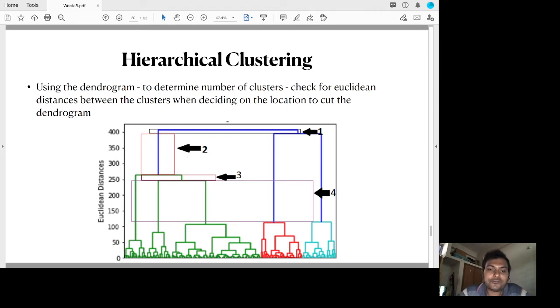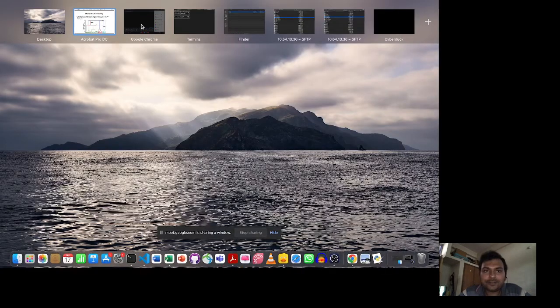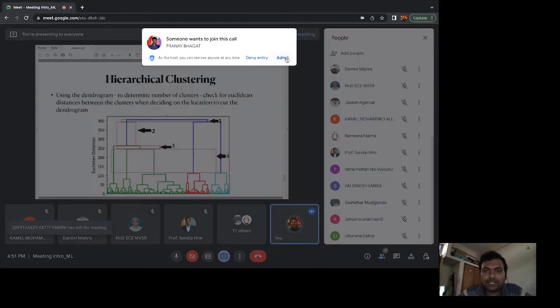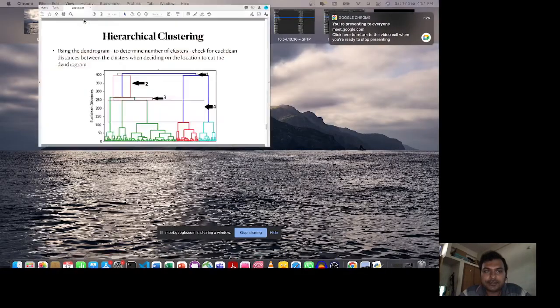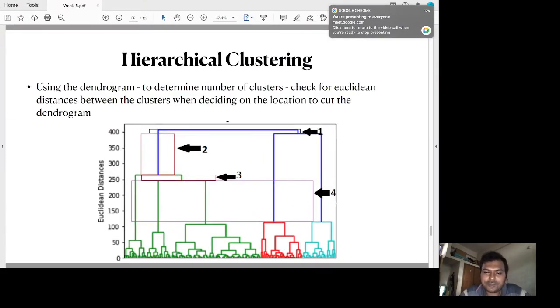So here also you have been given two options, like 2 and 4. Exactly, they may not match, but visually it seems like 2 and 4, both of them are equally good. But when 2 and 4 are equally good, it's always a better idea to go with the one which gives you a larger number of clusters. When you are getting a larger number of clusters, you will probably get a better result, but these are all heuristics, so it depends on your final problem.